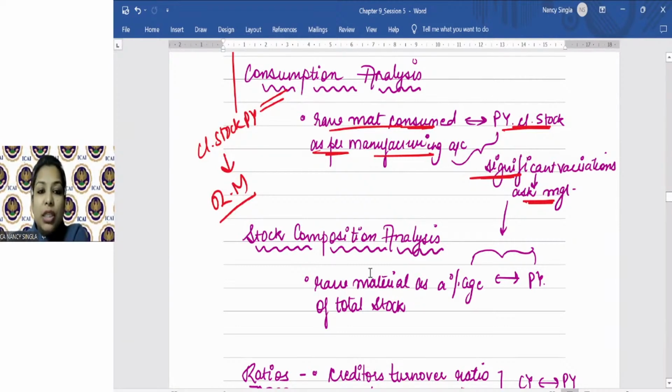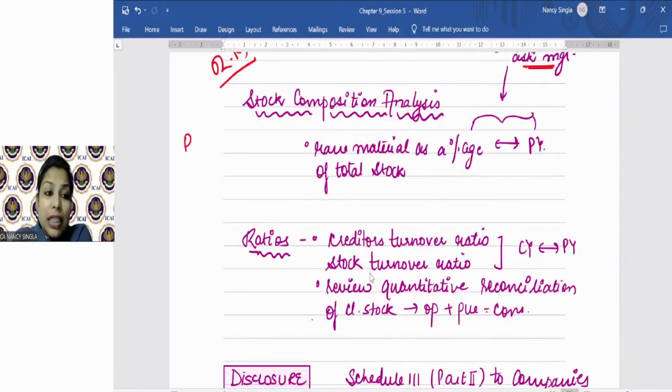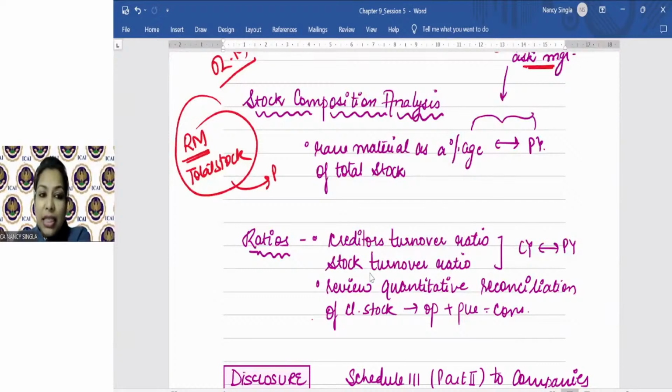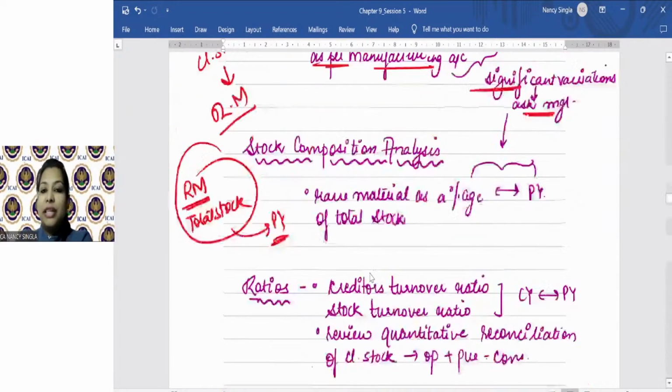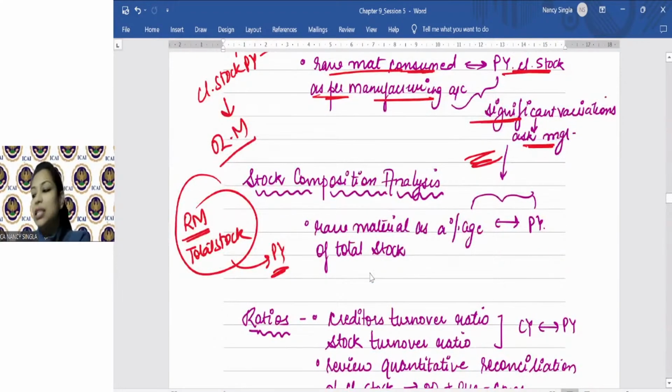स्टॉक कॉम्पोजिशन. देखो कॉम्पोजिशन एज द नेम सजेस्ट कि कितना रॉ मटेरियल है एज अ परसेंटेज ऑफ टोटल स्टॉक. ये कैलकुलेट करो, प्रीवियस ईयर कैलकुलेट करो, कंपेयर करो, कोई डिफरेंस है तो आस्क द मैनेजमेंट. सिग्निफिकेंट वेरिएंसेस हैं तो मैनेजमेंट से पूछो व्हाट आर द रीजंस. टोटल स्टॉक में तो आपका रॉ मटेरियल, फिनिश गुड्स, WIP सब कुछ आ गया ना. तो रॉ मटेरियल एज अ परसेंटेज ऑफ टोटल स्टॉक देखो, लास्ट ईयर से कंपेयर करो. सिंपल.